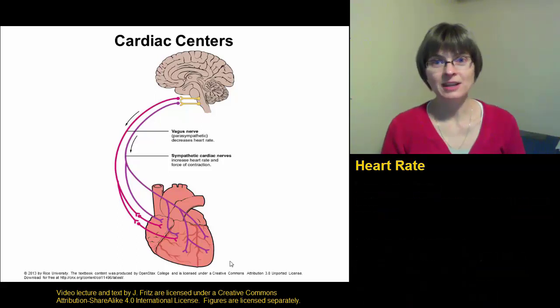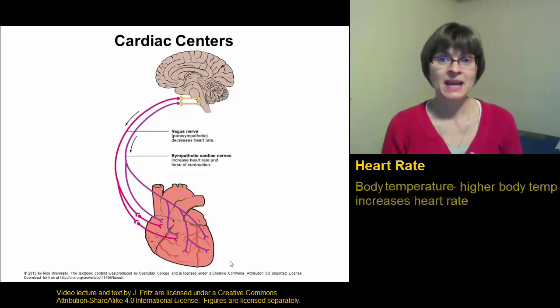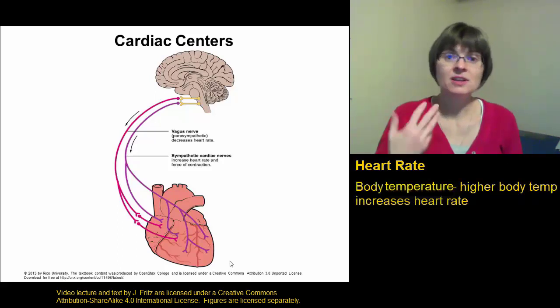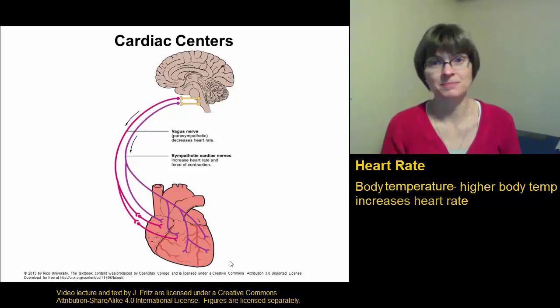There are several other things that also affect heart rate. Just a few examples include body temperature. As your body temperature increases, your heart rate increases, and as your body temperature drops, your heart rate drops.